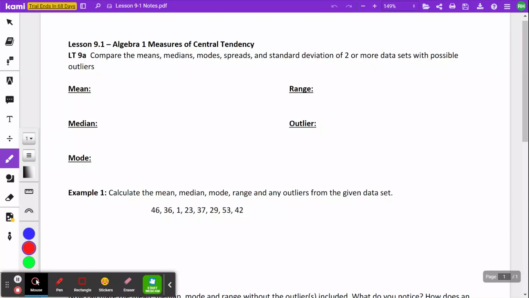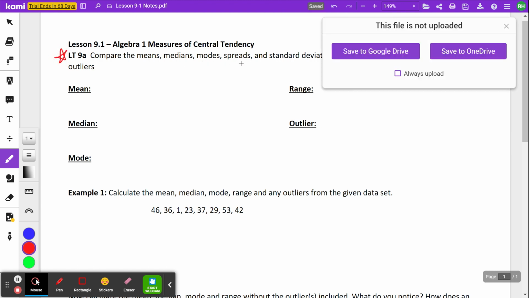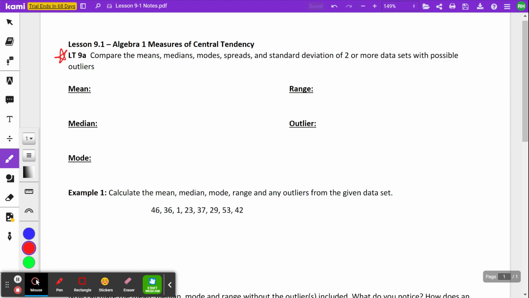Okay, you guys, so today I'm not there to teach you, obviously, and we are going to move into Unit 9. So most of the stuff you're going to see today is all things that you have done in the past, probably in like 6th, 7th, and 8th grade. You can see by our learning target up here that we are going to focus on mean, median, mode, spreads, and standard deviation of 2 or more data sets with possible outliers. Okay, so all probably words that you've heard before.